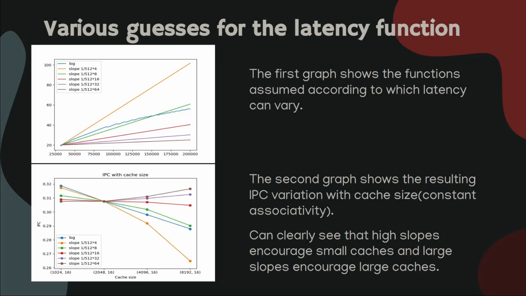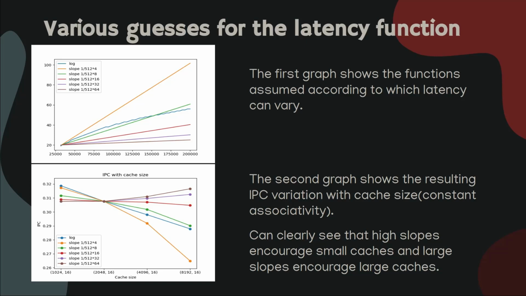But we couldn't actually figure out a good function for how the latency should vary. So what we did was we took some guesses. Mostly, we thought that it could either be a linear or a logarithmic function. So we took some lines with certain slopes, and we took a logarithmic function. The first plot shows you the functions themselves, the latency as a function of your cache size, and the second graph actually shows how the IPC varies for each of these functions.